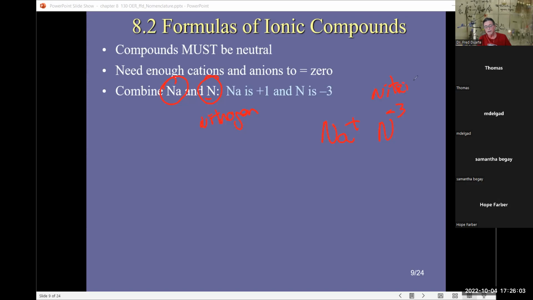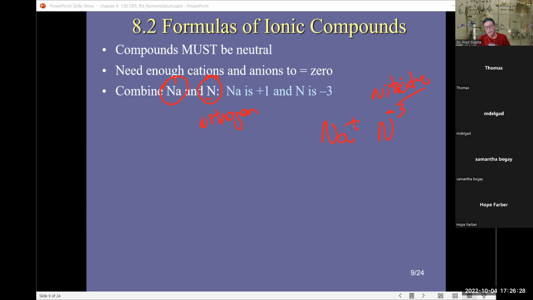to nitride. Okay, when it comes to naming these compounds, it's always the anion that gets its name changed. The sodium, the metal, remains whatever name it is. Sodium, be it an atom, be it an ion, is still sodium. It is the anion that gets changed. So keep that in mind because we're going to name it afterwards.